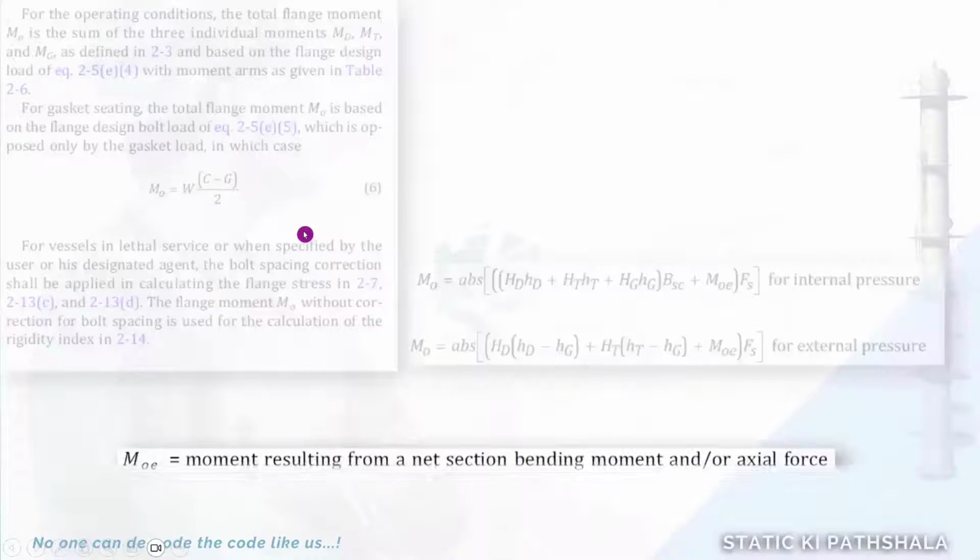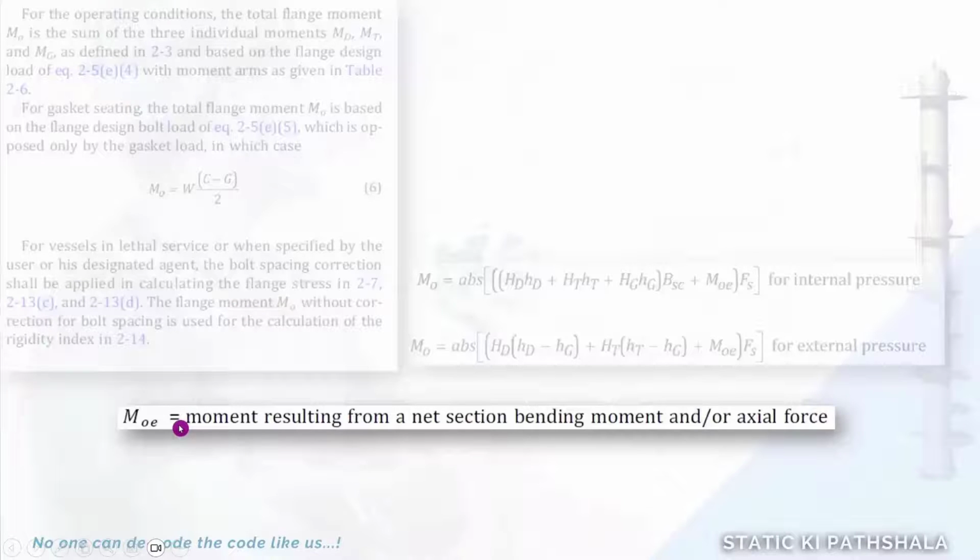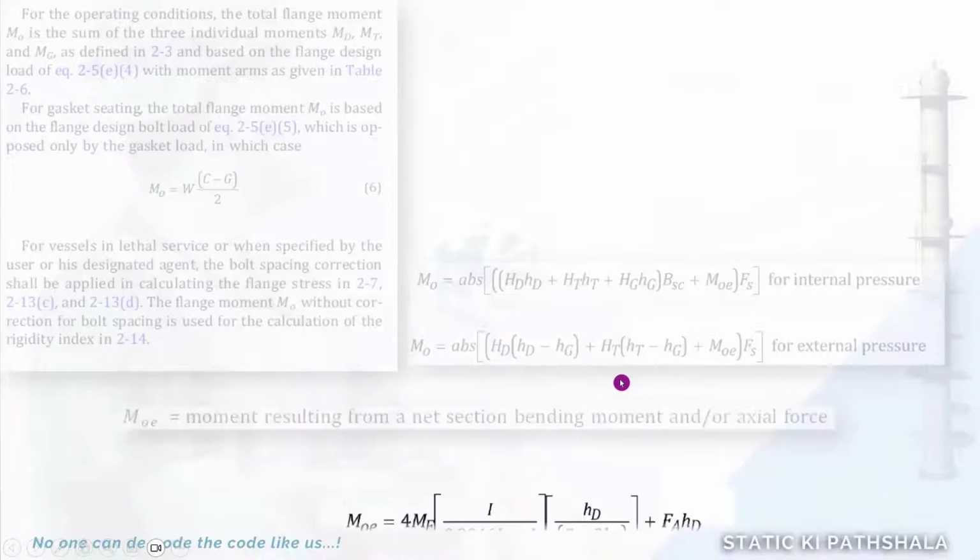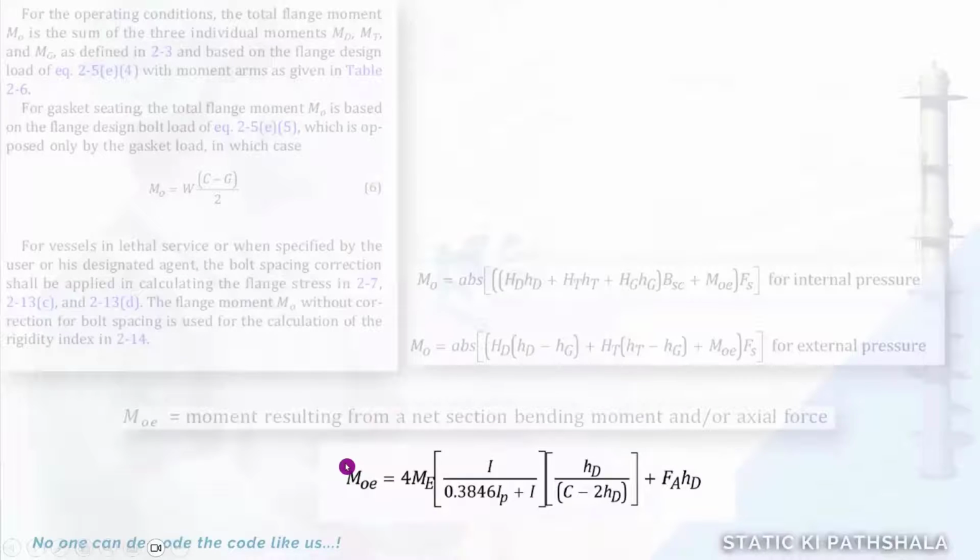The answer is no. In division 2, they have given how to take care of it if there are some external forces and moments coming onto the flange. Division 1 totally does not cover that part. If there are any external forces and moments coming onto the flange, how to take care of that in the design? But in division 2, they have given MOE, that is the moment resulting from the net section bending moment and axial force, if the axial force is tensile in nature. So they have given this equation with the help of which we can calculate one more moment, which is the moment caused by external piping loads or any other loads. With the help of these equations, we calculate the external moment.